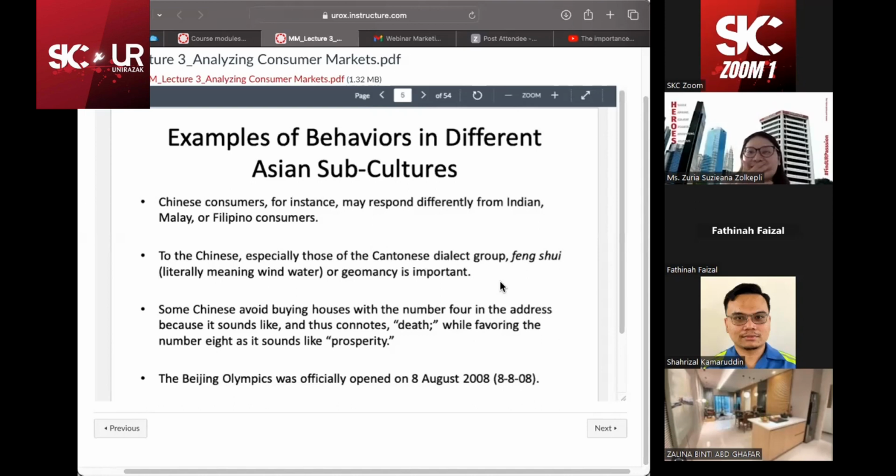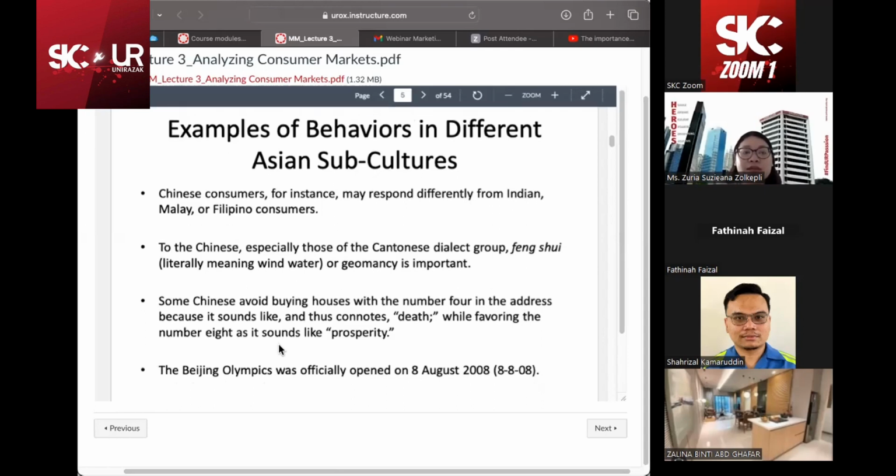Make sure it doesn't face the afternoon sun, because if you buy a house facing the afternoon sun, it will be so much hotter, right? And in another belief, like the Chinese, they have feng shui. Geomancy is important. Some Chinese avoid buying a house with the number 4. That's why we can see different numbering in lifts. It sounds like death and so on.